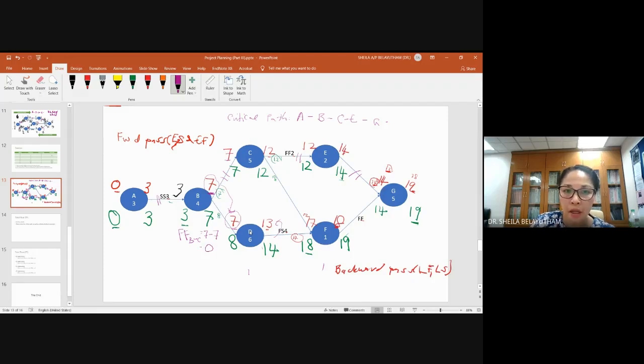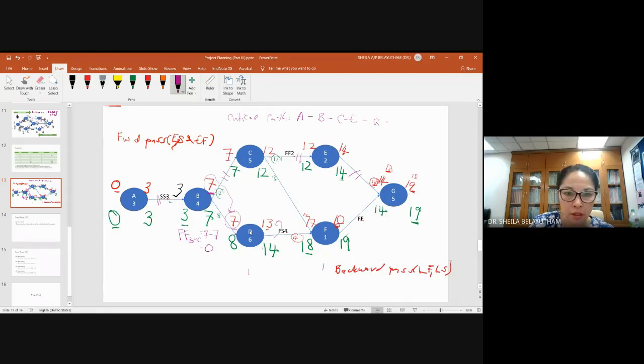Rule of thumb, if your total float is 0, free float is definitely 0. Your free float cannot be larger than your total float. Your free float can be the same, can be lower, but cannot be larger than your total float. So the same goes here.